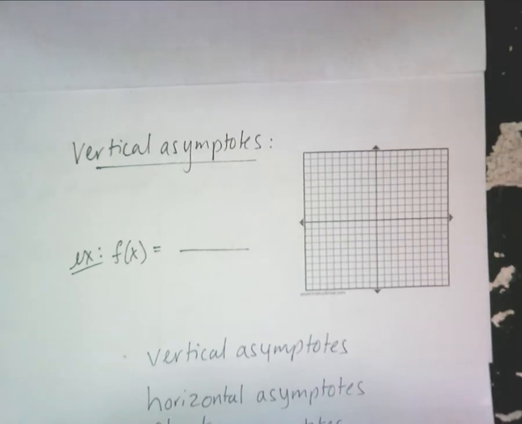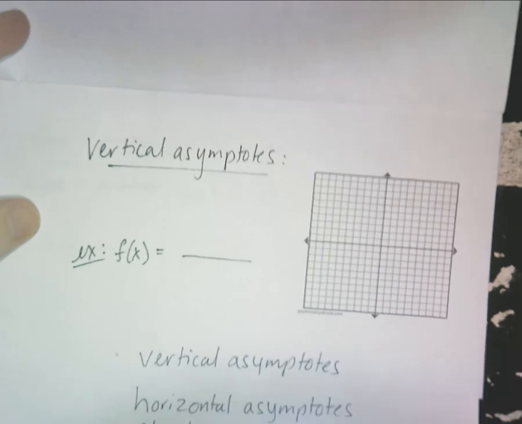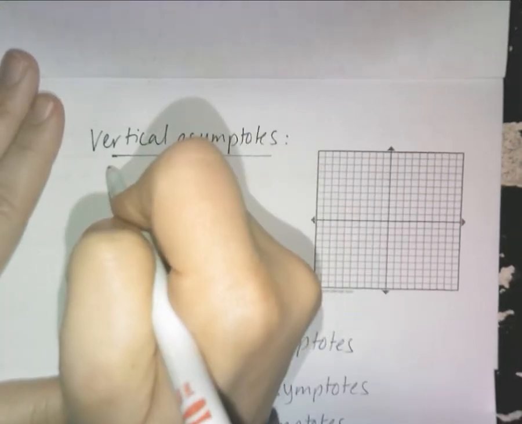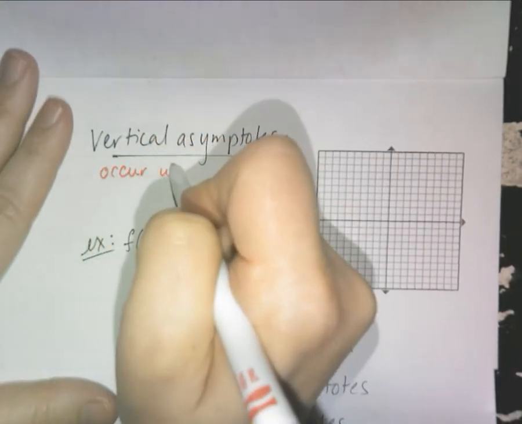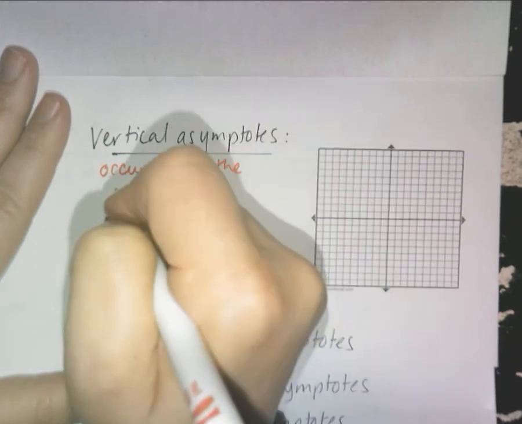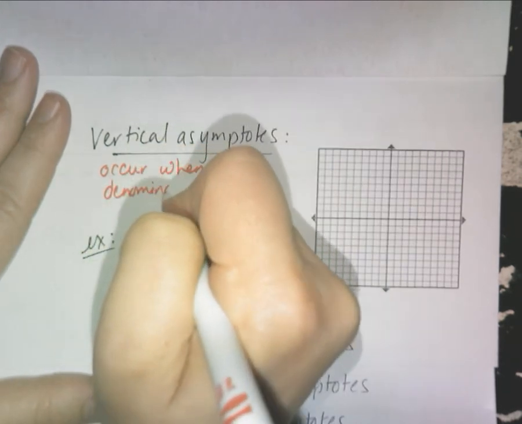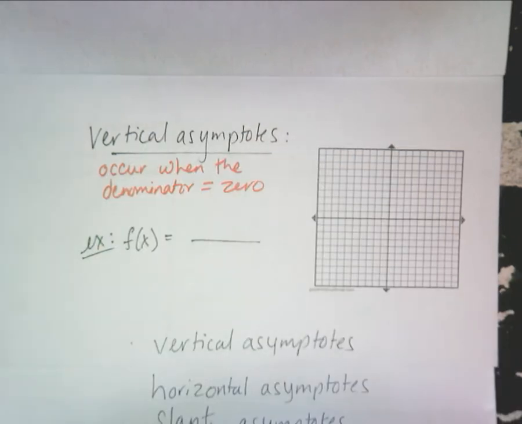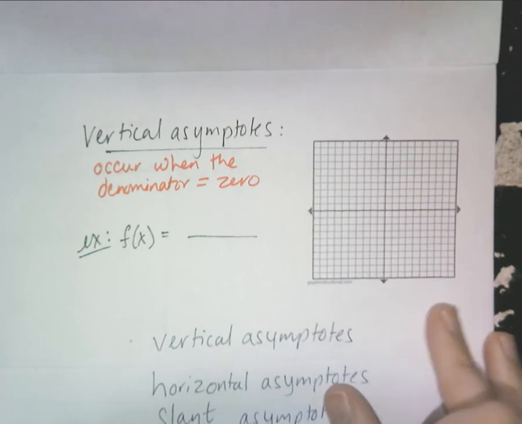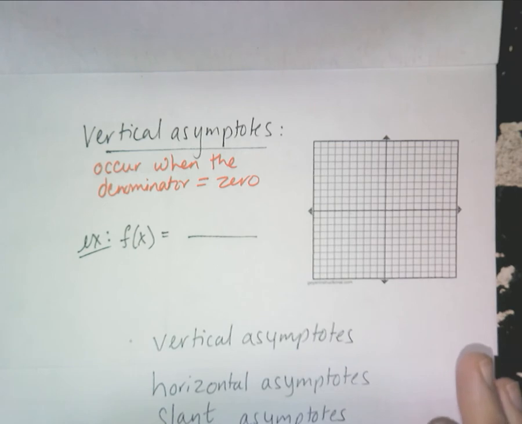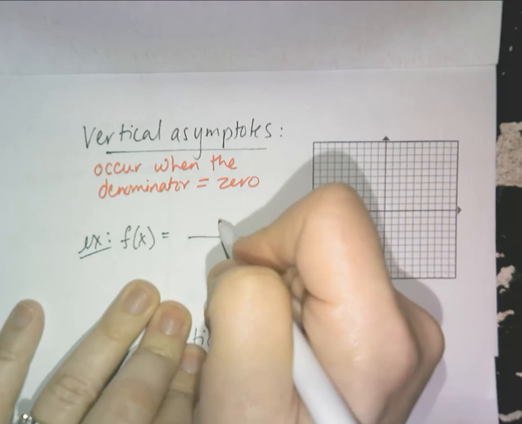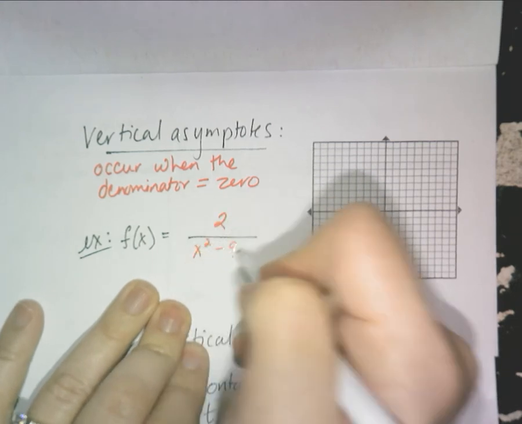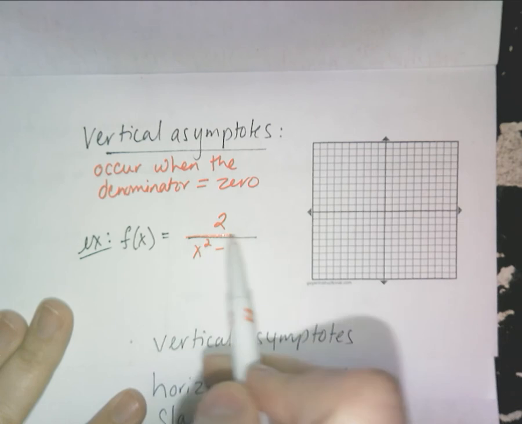Now, vertical asymptotes, write this down, occur when the denominator equals 0. You have a vertical asymptote when the denominator equals 0. So this is going to be your first job on every one of these problems for homework tonight. You find out, when does that denominator equal 0? So let me give you an example right here. F of x equals 2 over x squared minus 9. So here's our example, 2 over x squared minus 9.